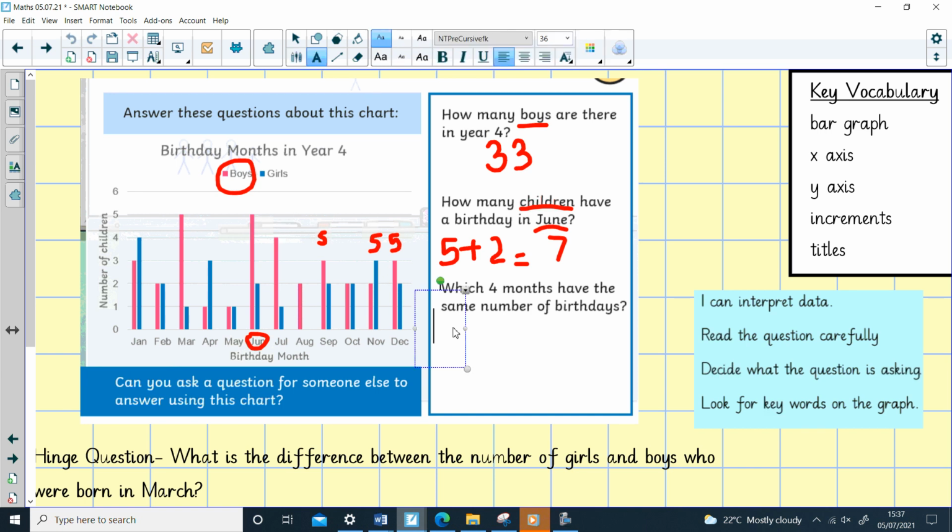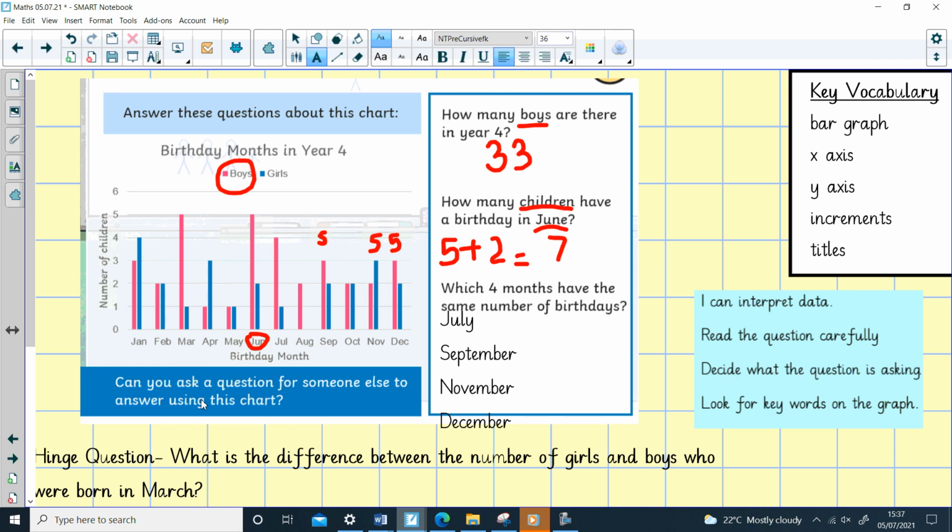So yes, there were 4 months that had the same total, and they were July, September, November and December. Okay, so I've answered those 3 questions.